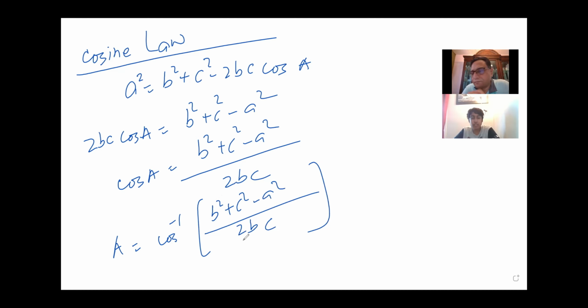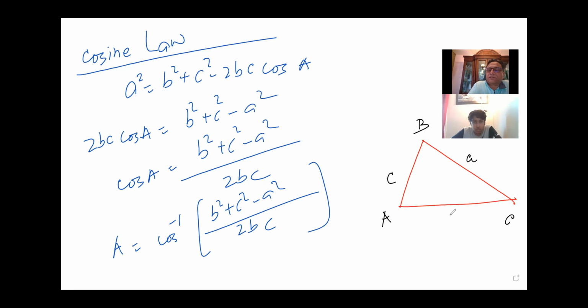Perfect. Sir, I thought when you do it, it's A square minus B square minus C square over negative 2BC. No, don't put negative. So basically, let's look at the triangle and relate the formula. In our triangle, if we are solving for side A, that really means we are given two sides and the included angle. Do you see that?